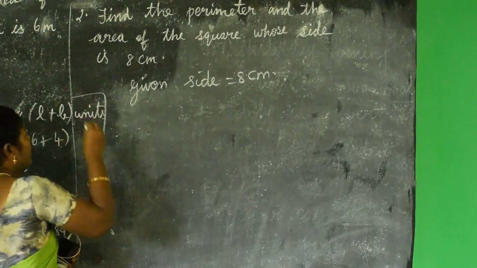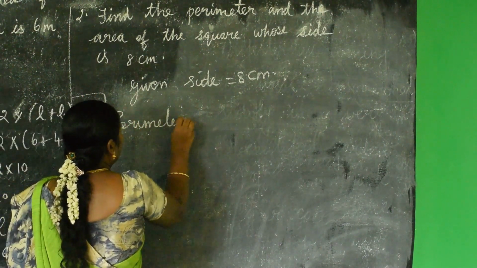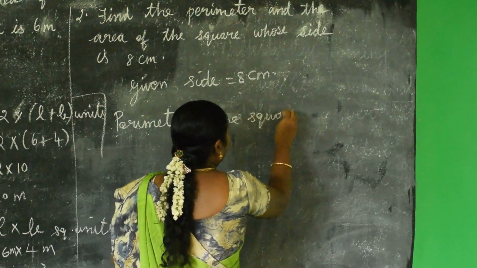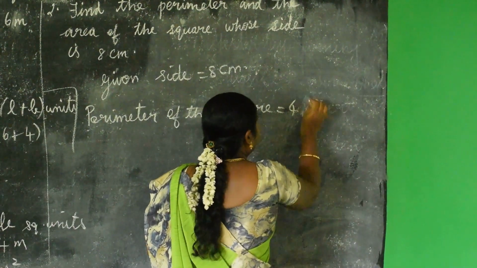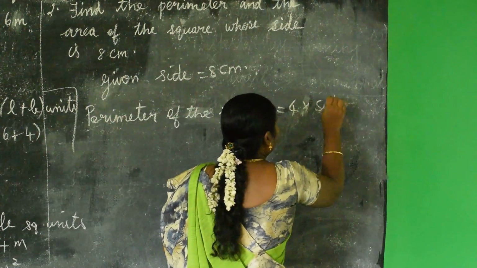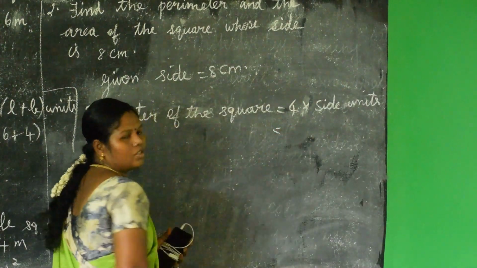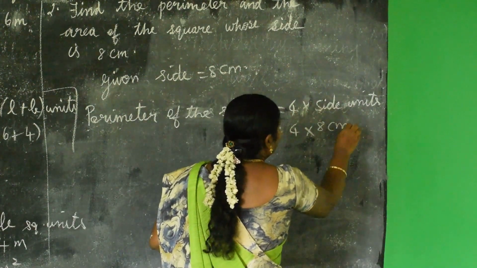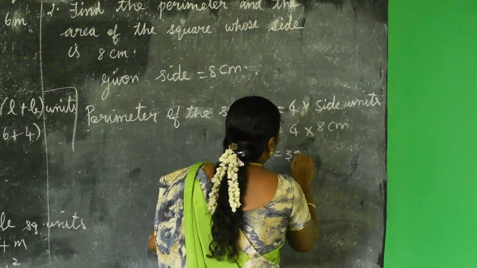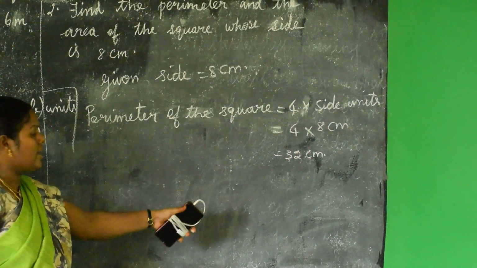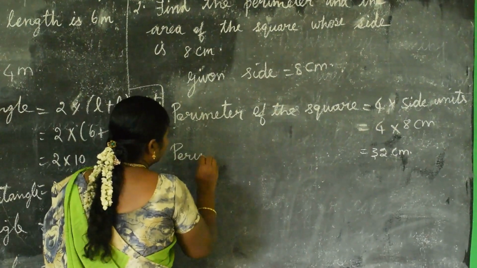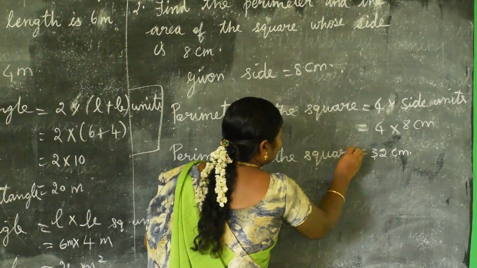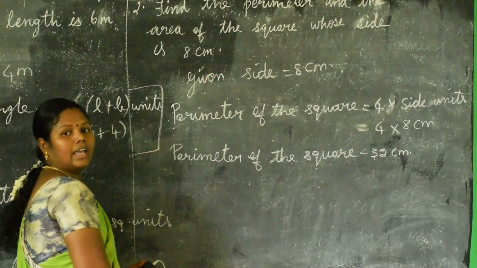First of all, we want to find perimeter of a square. What is the formula of perimeter of a square? Formula is 4 into side units. So what is the side given? 8 centimeter. So multiply 4 into 8, which is 32 centimeter. This is the perimeter of the square. Perimeter of the square equal to 32 centimeter.